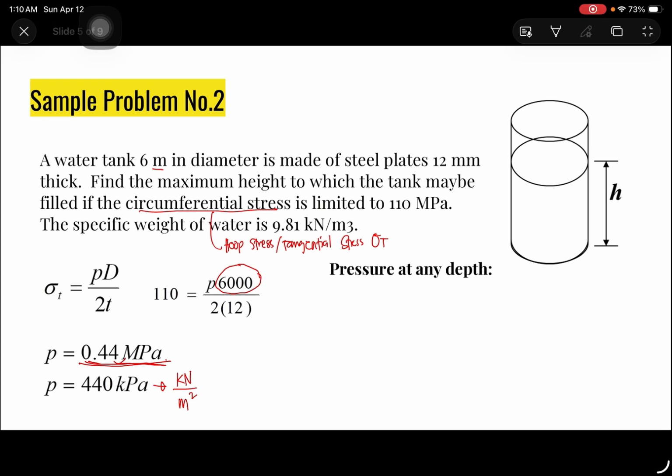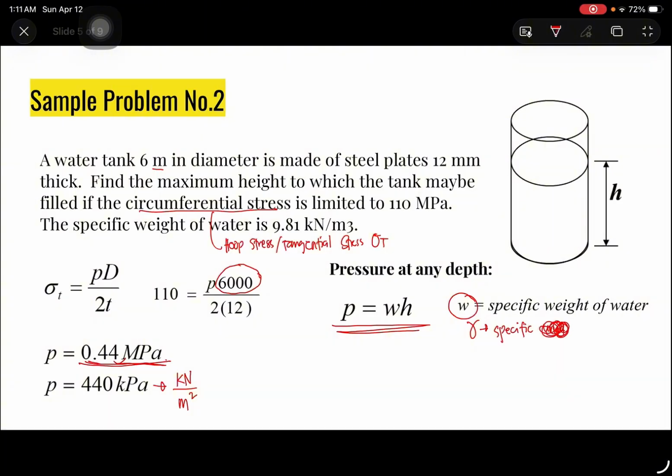Next, para makuha natin class yung depth or yung height ng water. So, meron tayong formula for internal pressure pag may liquid, specifically, ang laman niya is water. So, it has a specific weight equals to 9.81. So, ito yung ginagamit nating variable. Minsan, may makikita din kayong lambda as a specific weight or specific unit weight.